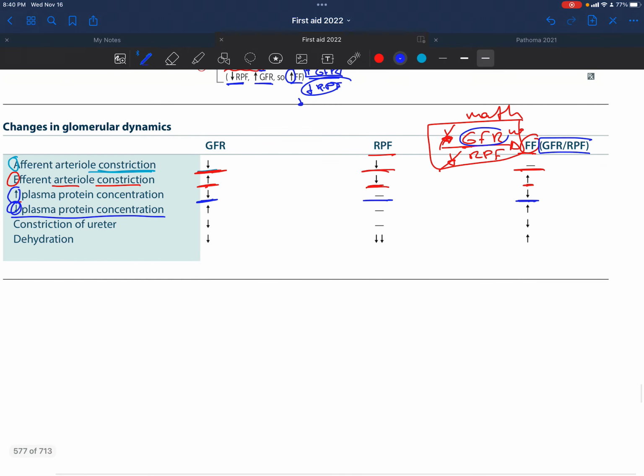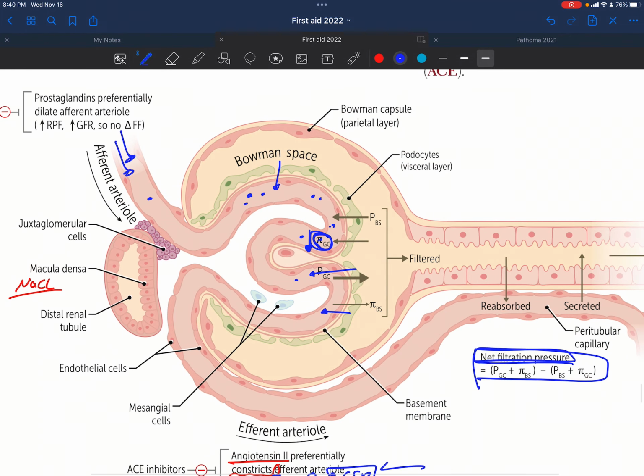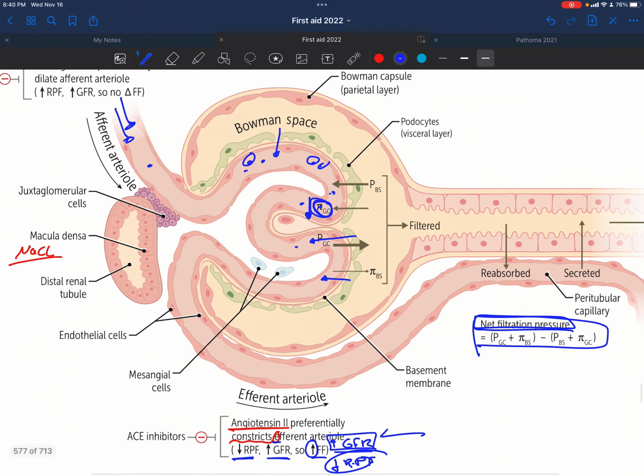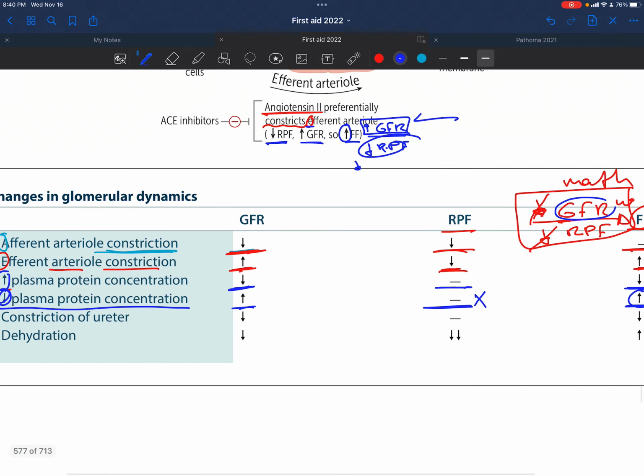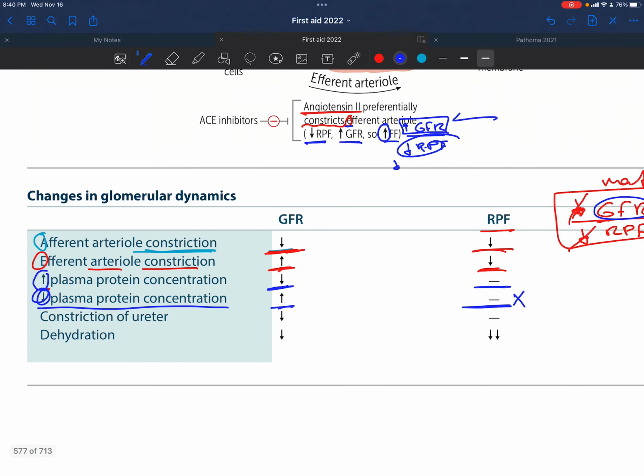So the GFR in this case increases, and the renal plasma flow didn't change because we haven't changed anything. We only changed the concentration of the proteins within the blood. For the GFR, according to the math of this equation, it will be increased. And the other possibility is the constriction of the ureter.